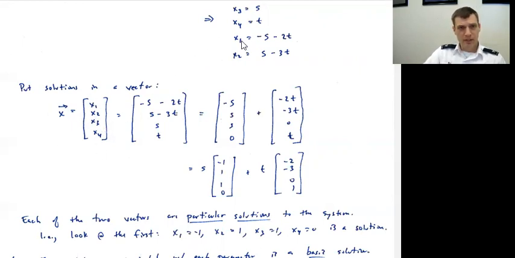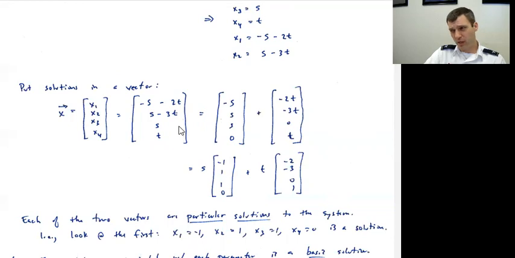But above here, I said x1 is negative s minus 2t. So I'm going to rewrite x1 as negative s minus 2t. I said x2 is s minus 3t. So I'm going to write that. And x3 and x4 are just the parameters s and t respectively. So I write those in there.